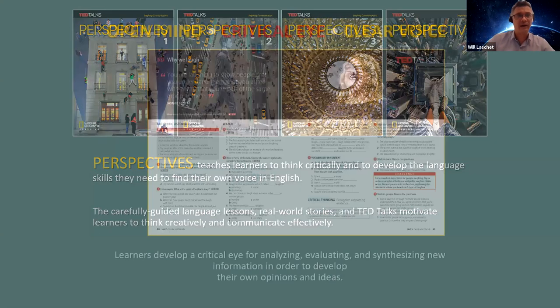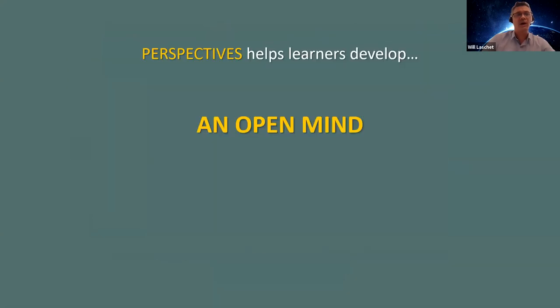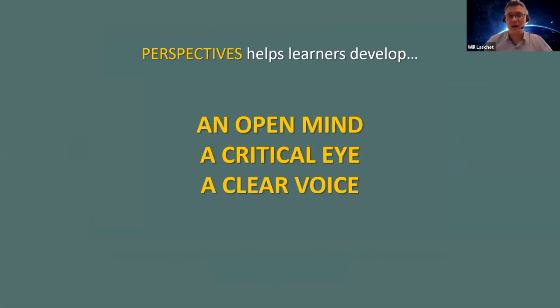The aim of this program is to get students to develop an open mind, a critical eye, and a clear voice. I'm just going to explain a little bit. By open mind, we are talking about being exposed to new ideas, new opinions, and new perspectives. By critical eye, it's linked to critical thinking. We saw this earlier on in the vocabulary exercises. Perspectives encourages students to think, to challenge assumptions, to question things, and to not take everything at face value, so to look beneath the surface. And a clear voice means that once they've got their ideas, we want them to be able to express them clearly so that other people understand.